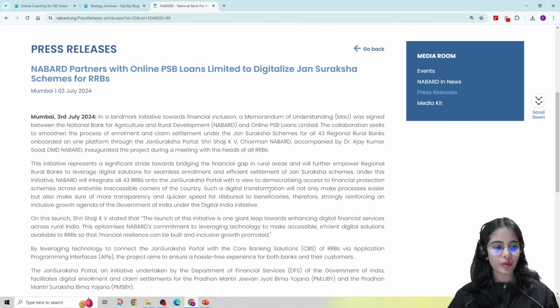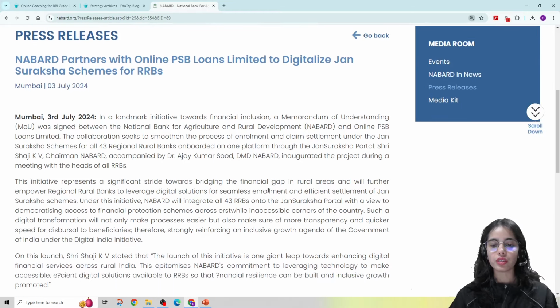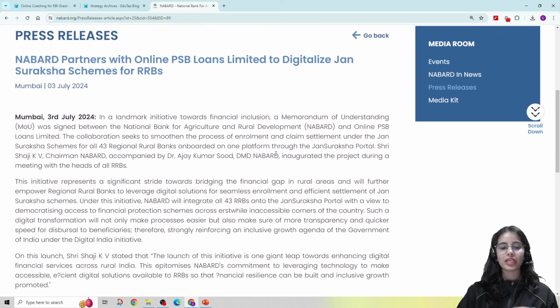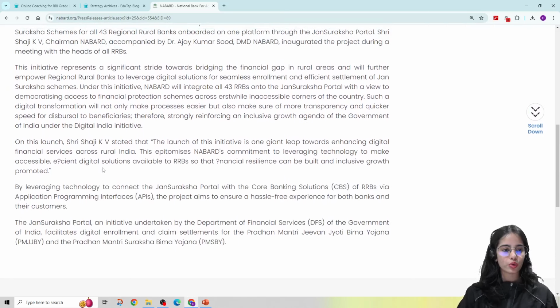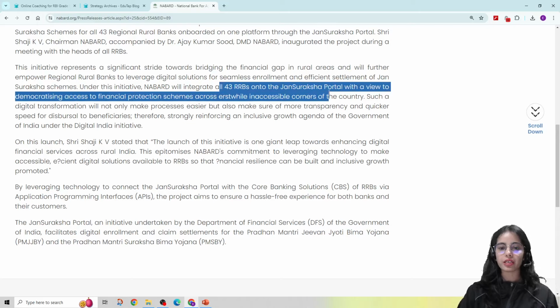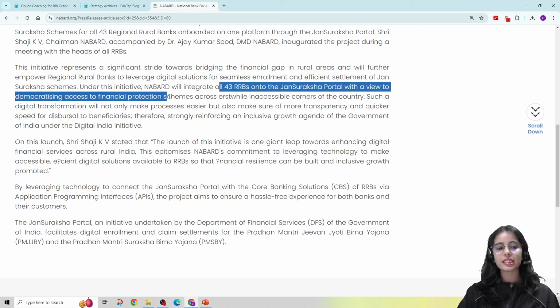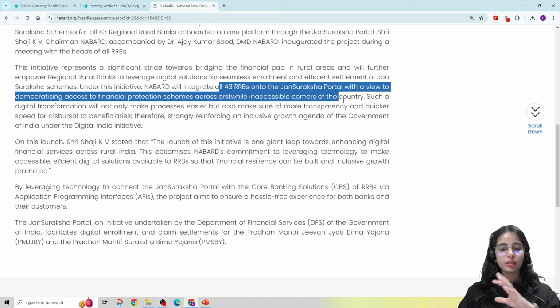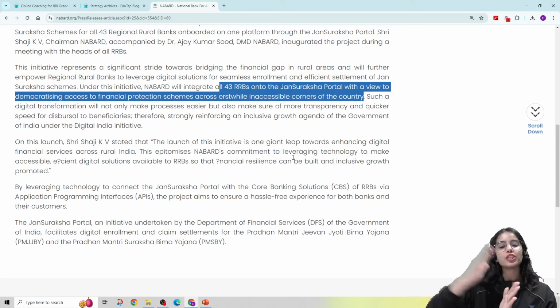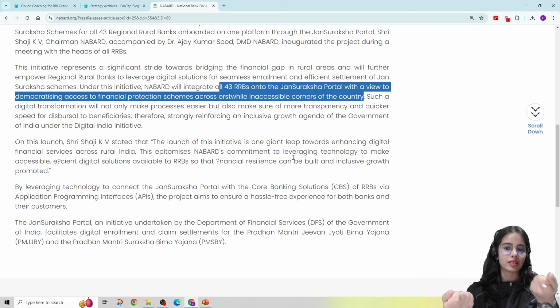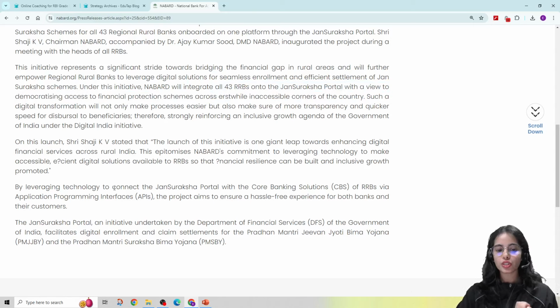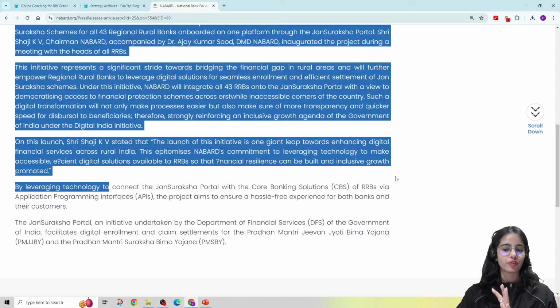Here you can see that NABARD has signed an MOU with Online PSB Loans Limited. Here all the 43 RRBs will be integrated onto the Jan Suraksha portal with a view to democratize access to financial protection schemes across the inaccessible corners of the country also, so that the schemes are able to reach the far-off areas also. This integration is happening between the RRBs and the Jan Suraksha portal by connecting the Jan Suraksha portal with the core banking solution of the RRBs.